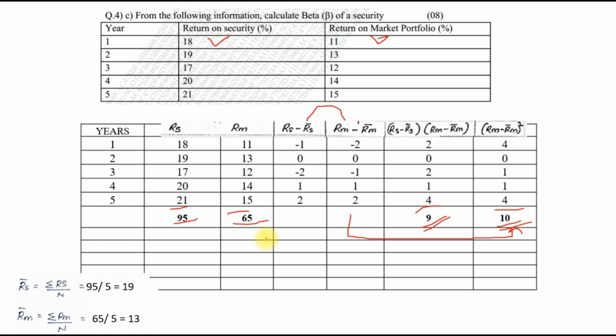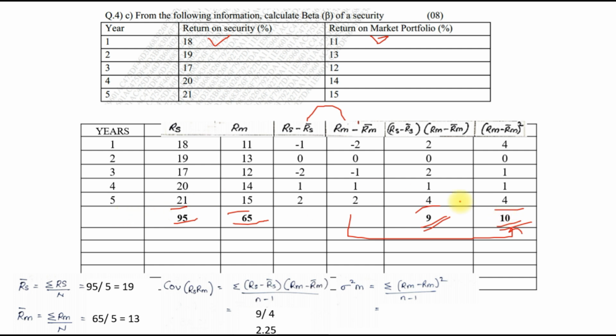Once we get the totals, it is very simple. We first need the formula of covariance: the total of the second-last column divided by n minus 1, that is 5 minus 1, which is 4. So 9 divided by 4 is 2.25. Next, we need the variance of the market, sigma M square, which is the last column's total upon n minus 1. So 10 divided by 4 is 2.5. And lastly, we need the value of beta, which is 2.25 upon 2.5, which comes to 0.9. So that was the sum based on beta.